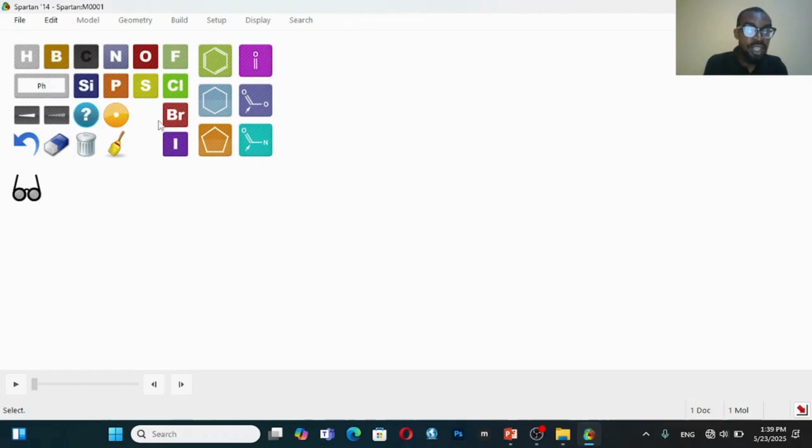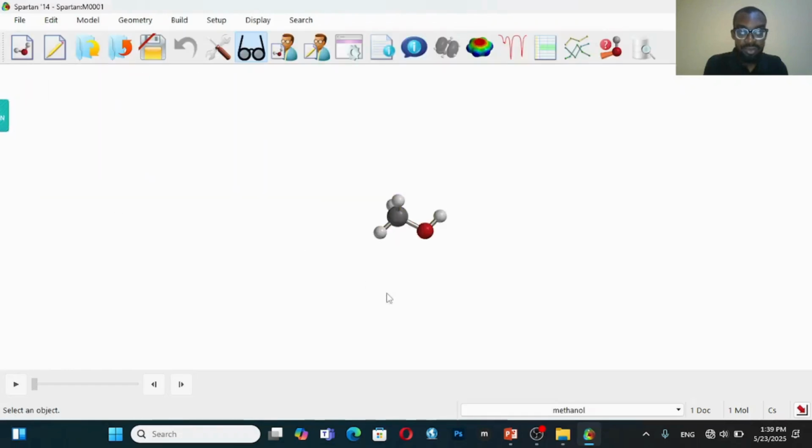So I'll be drawing methanol. So methanol, that is CH3, and then OH. Okay, so this is methanol. You can see that. So this is methanol, and then you can see the name there. So now let me take you here to show you something.